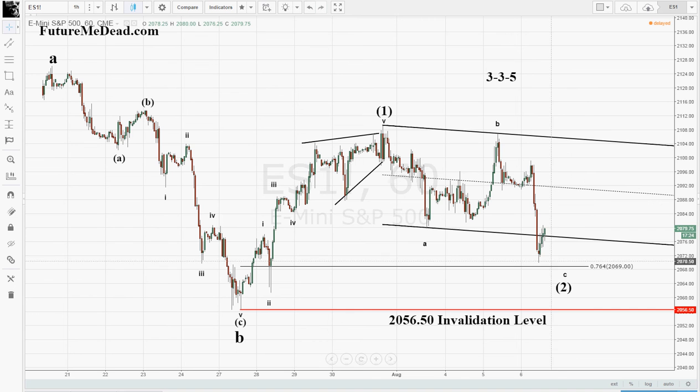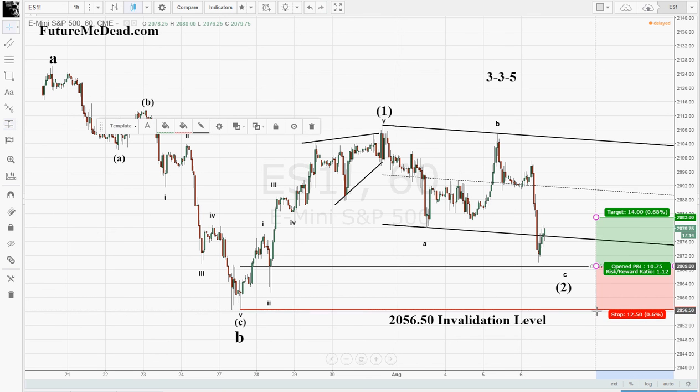So this looks good, and the reason this looks good is because let's say we enter into a long here at 2069 with a stop at 2056.50 and with a target above the high of wave 1. You're looking at a trade with a favorable risk-reward ratio. This is a risk-reward ratio of greater than 3.